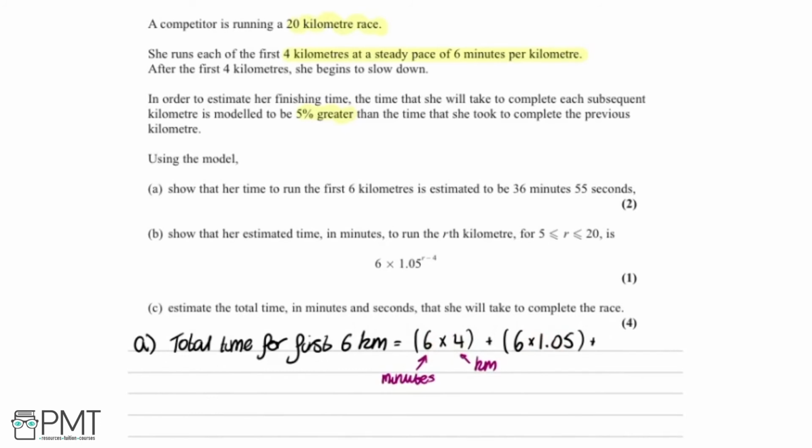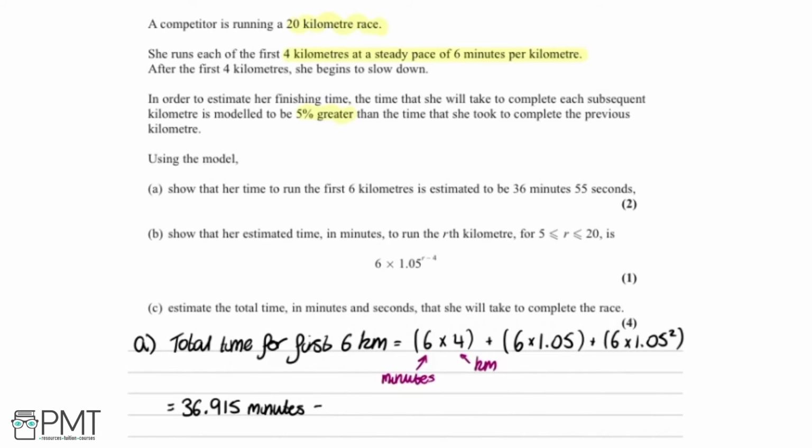But again, she slows down by 5% again. So it's going to be 6 times, and we need to times it again by 1.05. So we can write that and say 1.05 squared. So working that out by putting it into the calculator, we get 36.915 minutes. However, we want to write that in minutes and seconds.